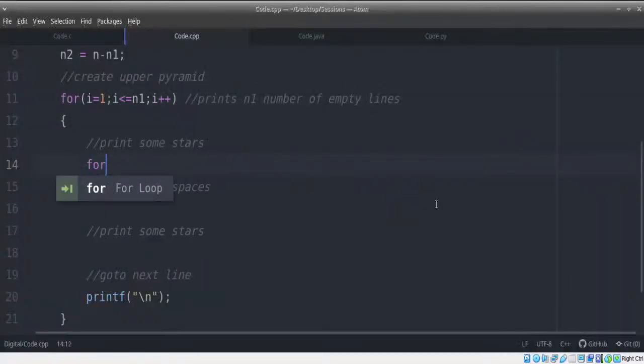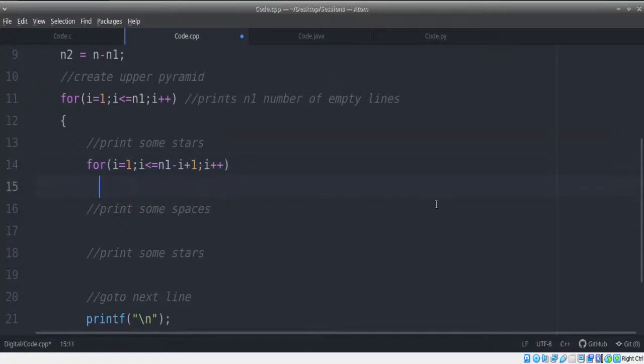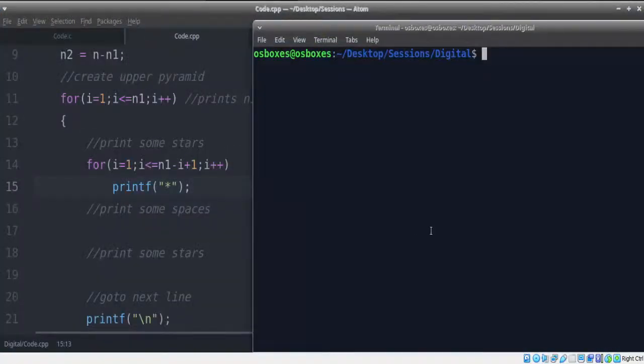So I'm going to use for I equals 1, I less than or equal to n1 minus I plus 1, and we're going to increase I by 1 at a time, and all that we're going to print here is just a star so many times. That's it. Now remember, we're still in stars, we still haven't converted it to our string program, which we need to do. Let's try compiling this.